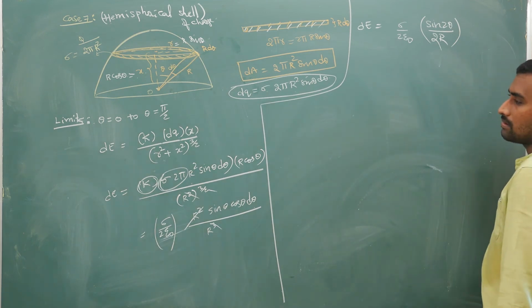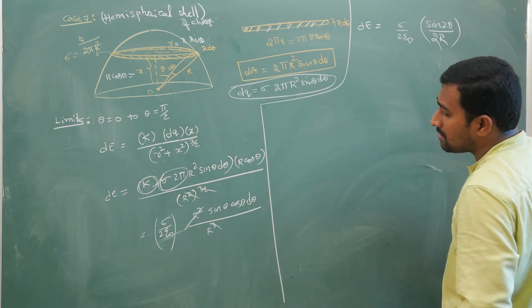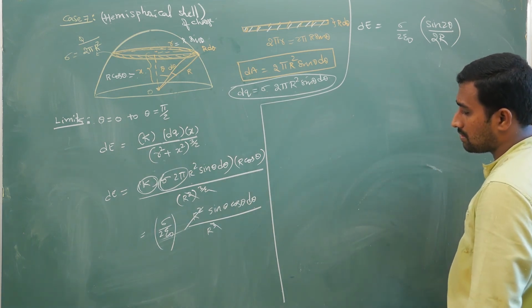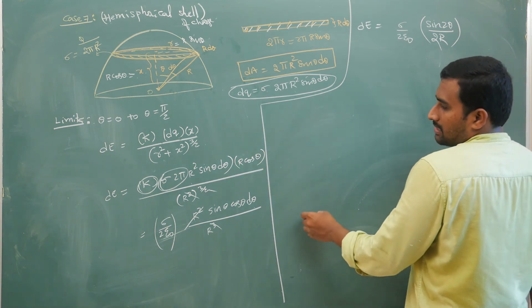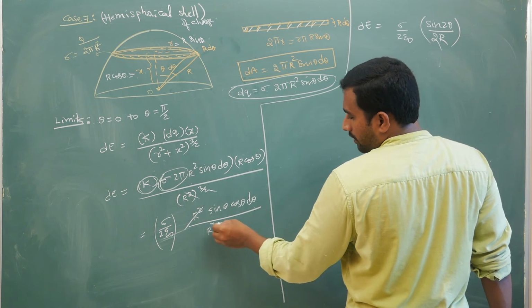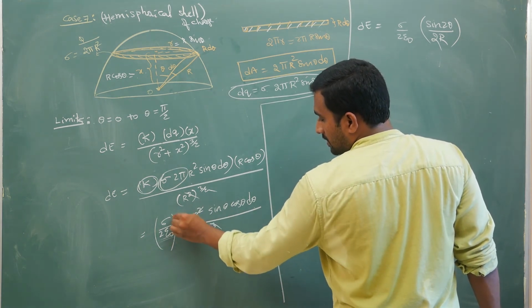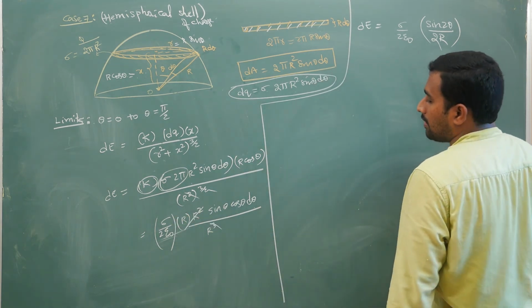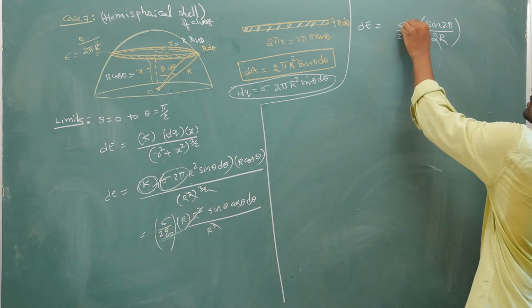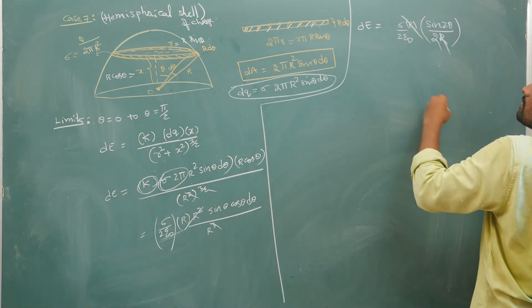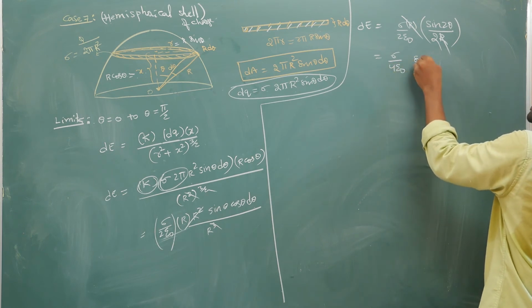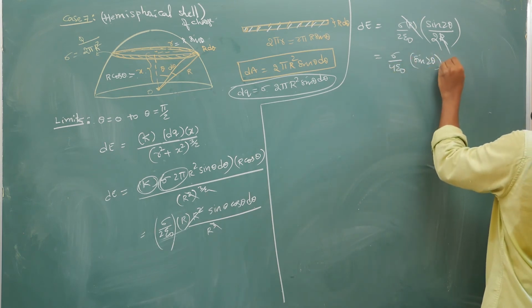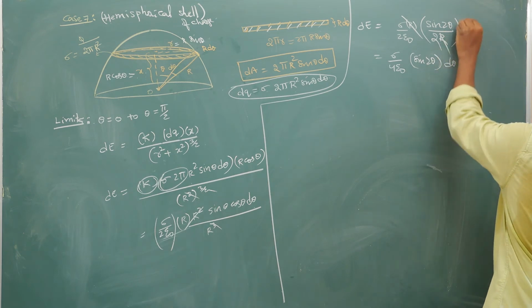R square into r there. Here r square sin d theta into r cos theta. R cube, so it becomes r cube in the denominator. Okay, here it looks like one more r is there, so this r will go off, and you are going to get sigma by 4 epsilon naught times sin 2 theta d theta, right?